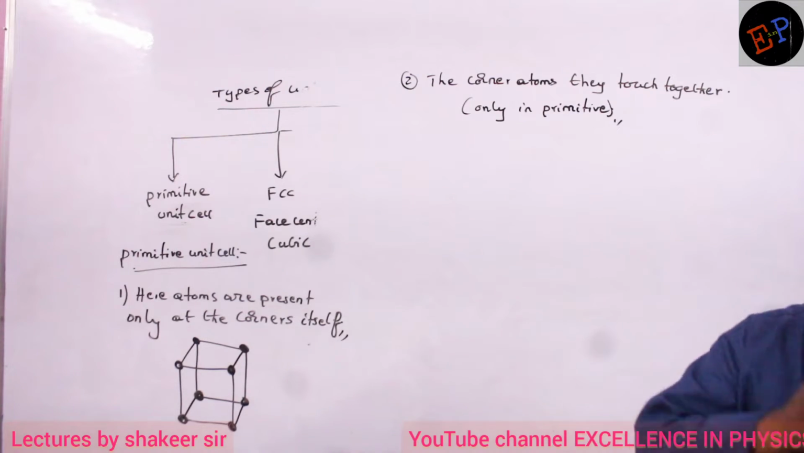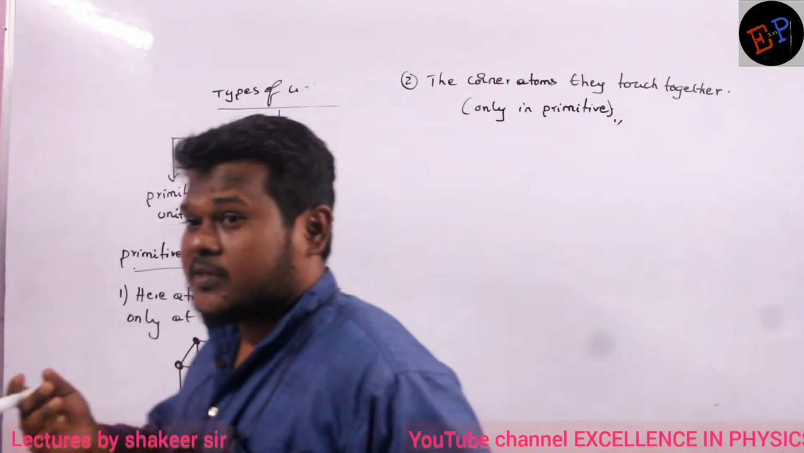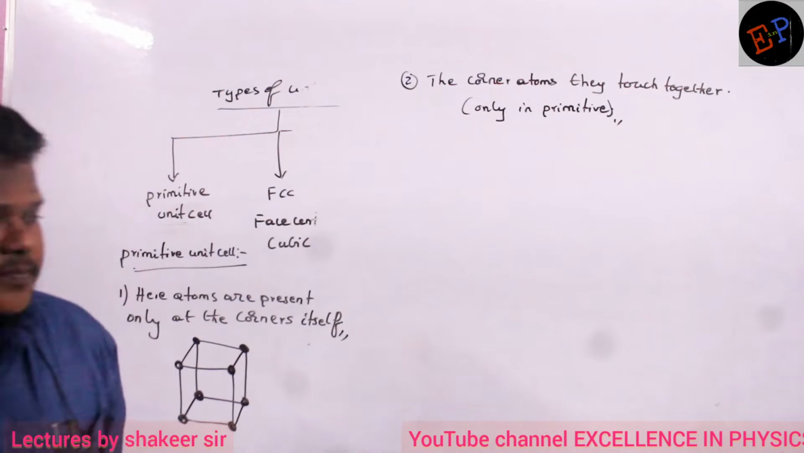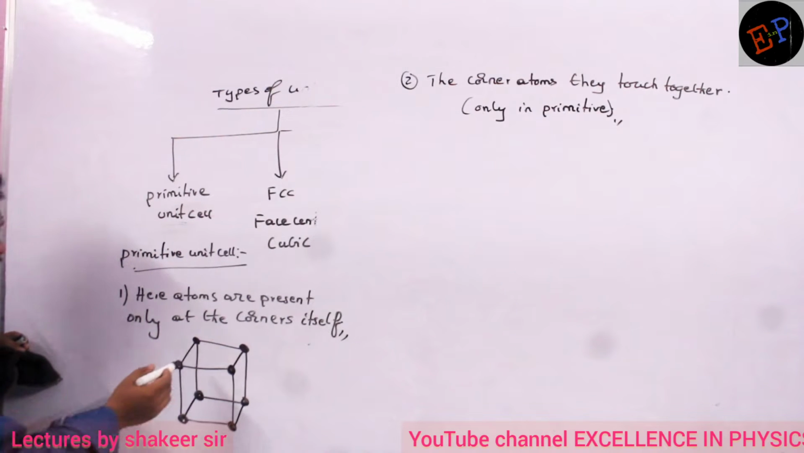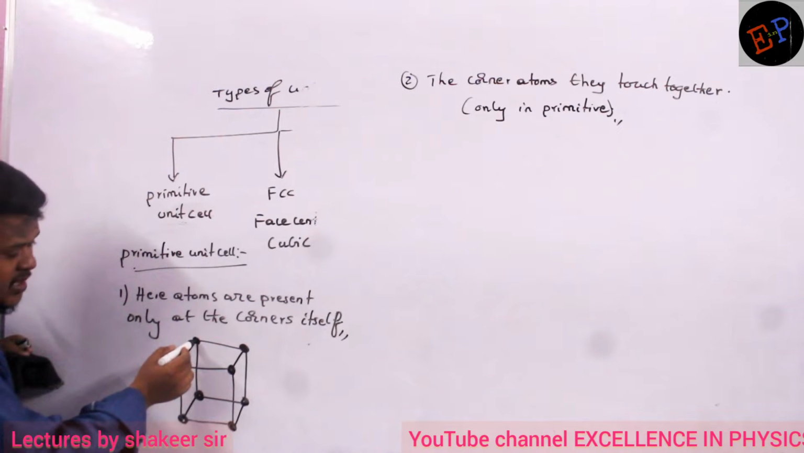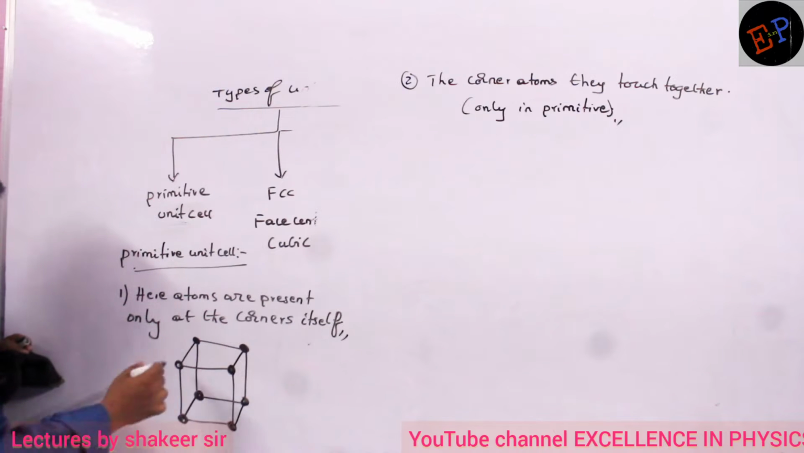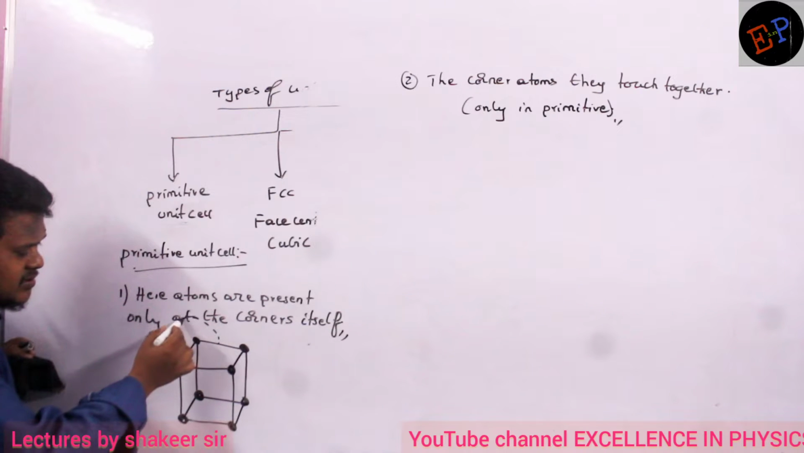Only in the primitive cell, the corner atoms will touch each other. So what is the meaning of this, Seema? So here there is one atom, no? Actually this is not how atoms are arranged. Atoms are arranged like this.